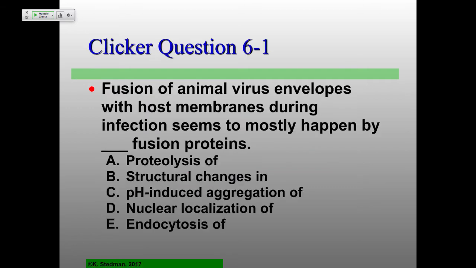Okay, so clicker question. Fusion of animal virus envelopes with host membranes during infections seems to mostly happen by blank: fusion proteins, proteolysis of, structural changes in, pH-induced aggregation of, nuclear localization of, endocytosis of. You guys better get 100% on this. No pressure.